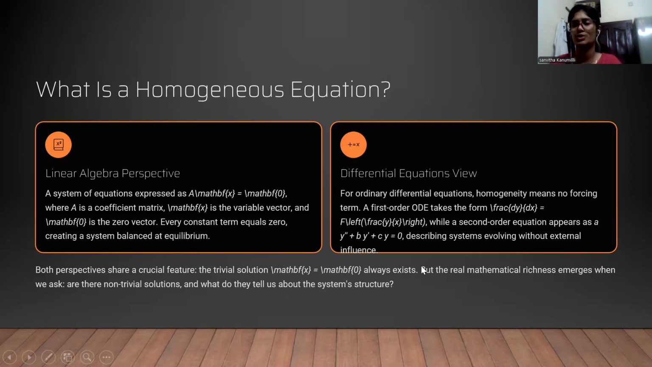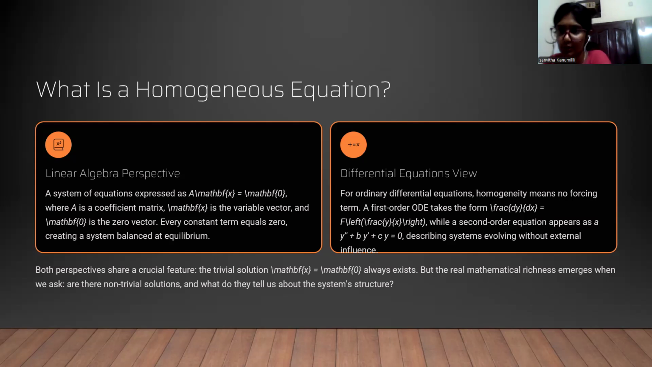So what is a homogeneous equation, first of all? Coming to the linear algebra perspective, a system of equations expressed in the form Ax = b, where A is a coefficient matrix, x is a variable vector, and b is a zero vector. So every constant term equals 0, creating a system balanced at equilibrium.